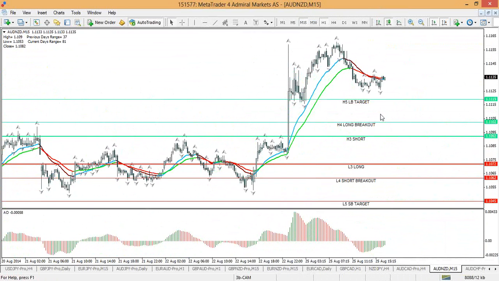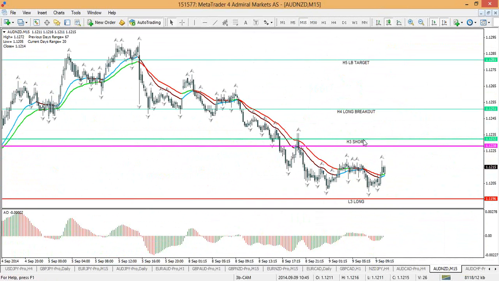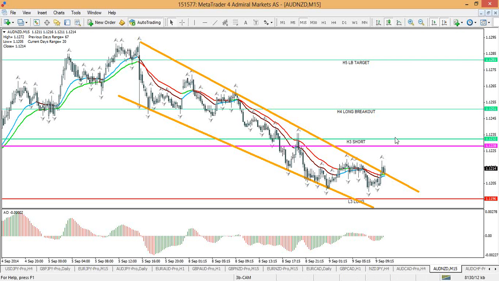So on the 15-minute chart, I would say indeed a break above H3 could be good for upside momentum continuation. We would be breaking out of this channel to the downside here on the AUD New Zealand. So breakout potential here on the AUD New Zealand, looking nice right there up to H5. So if the AUD New Zealand could be breaking to the upside, maybe the AUD Yen is interesting. Let's take a look.